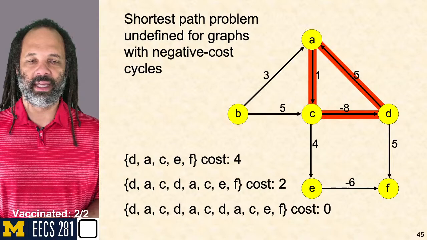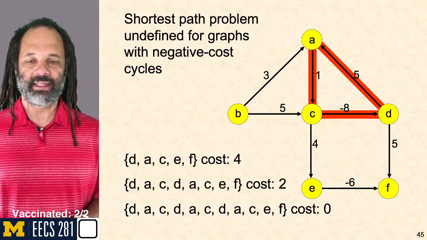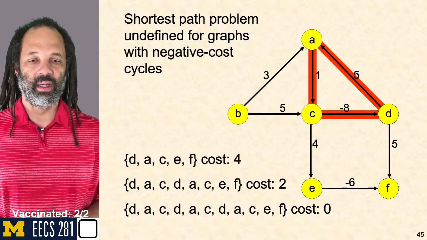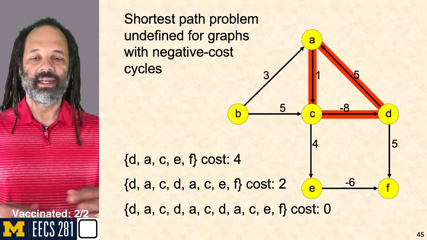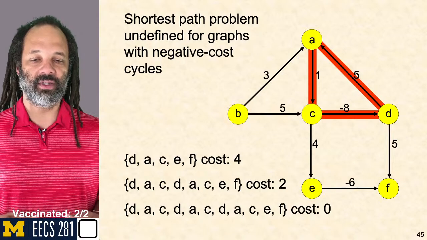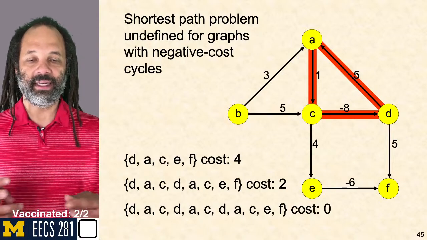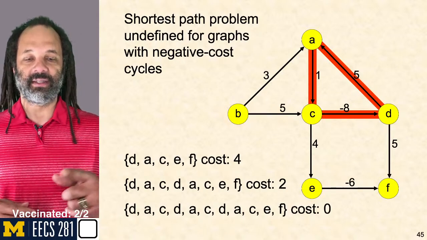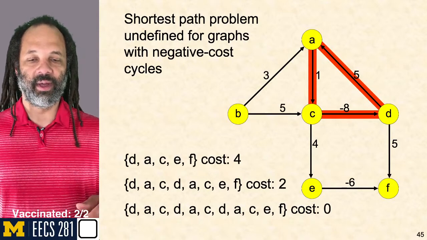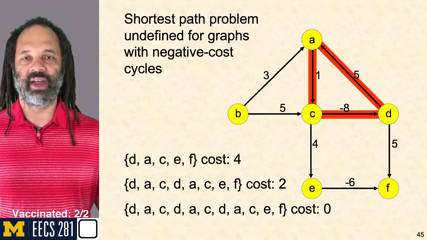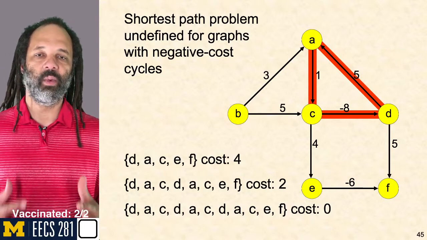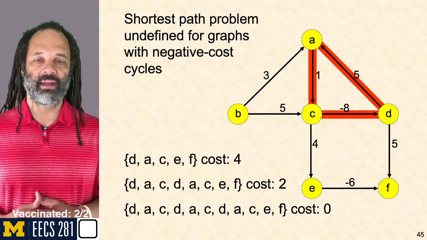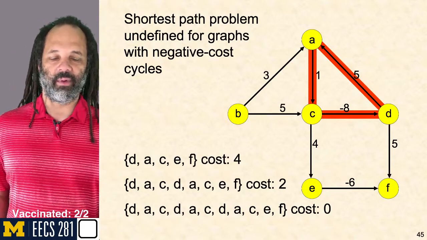So in this case, going through D to A to C to E to F costs 4. D to A to C, D to A to C to E to F costs 2. D to A to C, D to A to C, D to A to C, E, F costs 0. So I can make that trip from D to F in various arrangements when I've got negative cost cycles, which is why we can't do Dijkstra's if there are negative values in the graph that we might be taking.